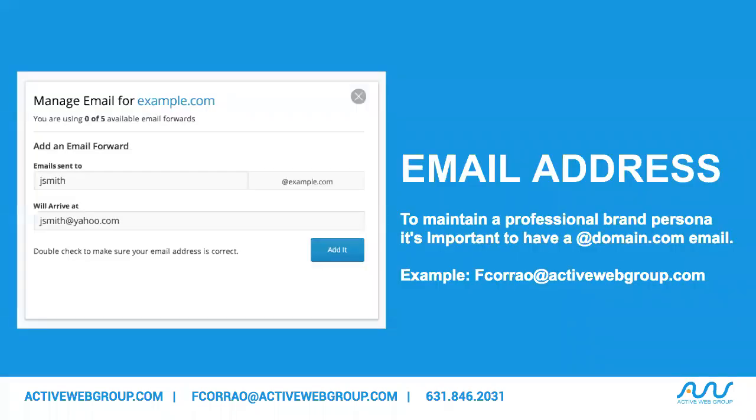Okay, so something to consider when you're purchasing your domain and your hosting is an email address. A lot of times I see a great professional website go out the door, but on a business card, it's just at Gmail, or an old one like at AOL.com, right? Which doesn't look professional. So you want to make sure you have your root domain as your email address. For example, here I'm F. Correo, my first initial and my last name, at activewebgroup.com. It's important to have that.